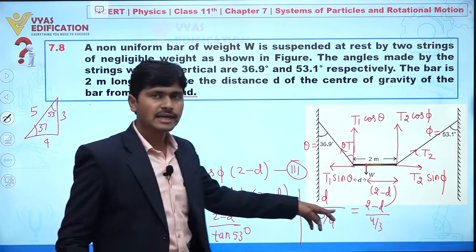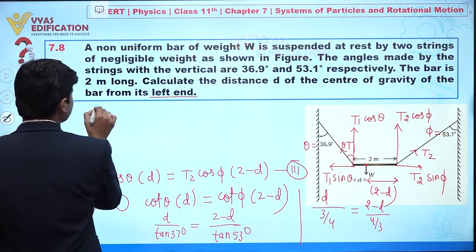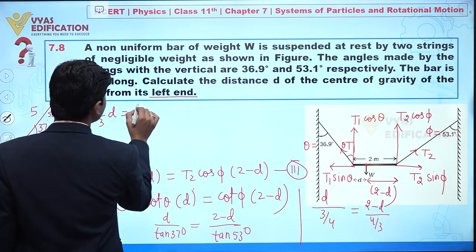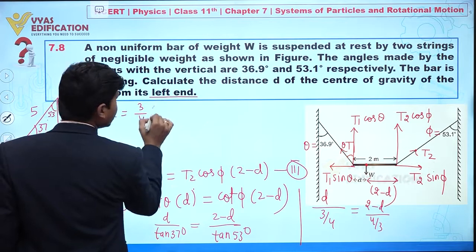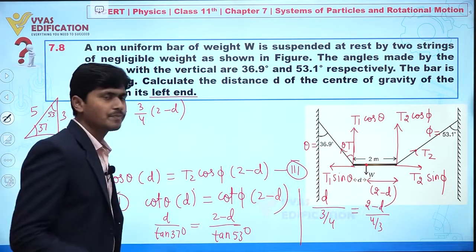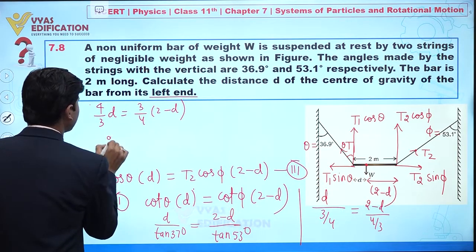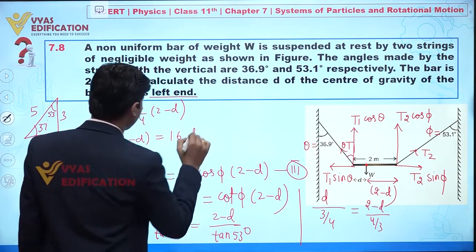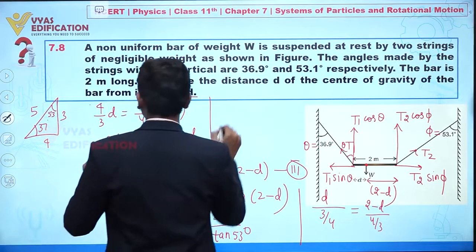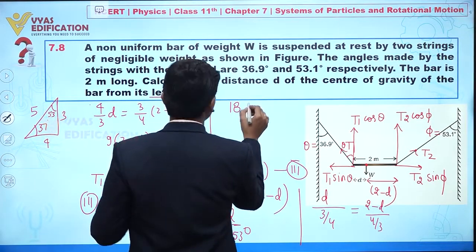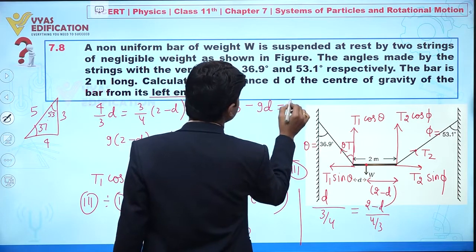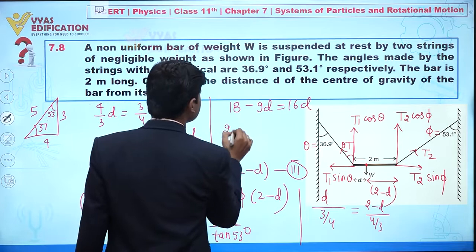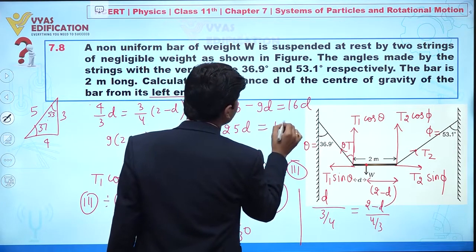So now we can write like this: 4 by 3 multiplied by d should be equal to 3 by 4 multiplied by (2 minus d). Clear? So if you cross multiply, you can say 9 times (2 minus d) is equal to 16 times d. So if you multiply, this is 18 minus 9d equal to 16d. Clear? So 16 plus 9, this is 25d, equal to 18.